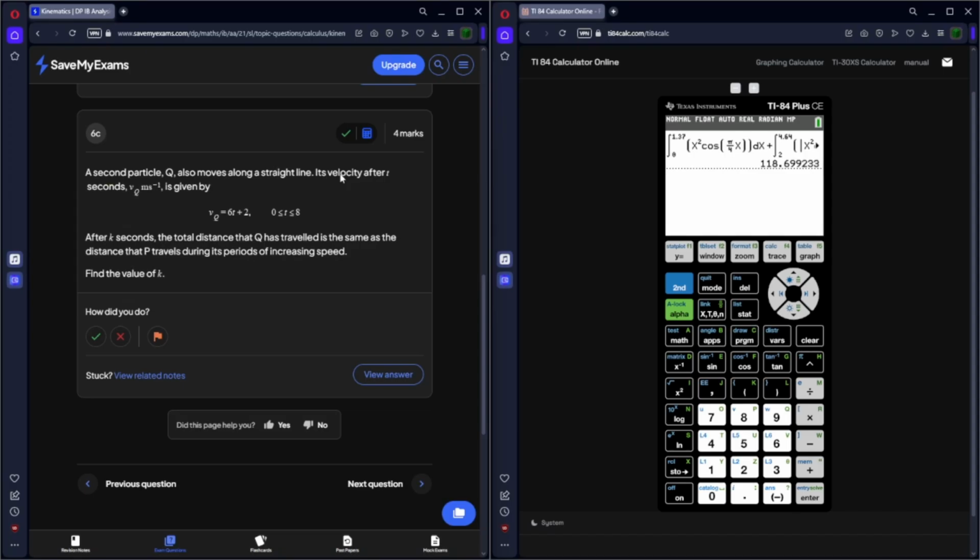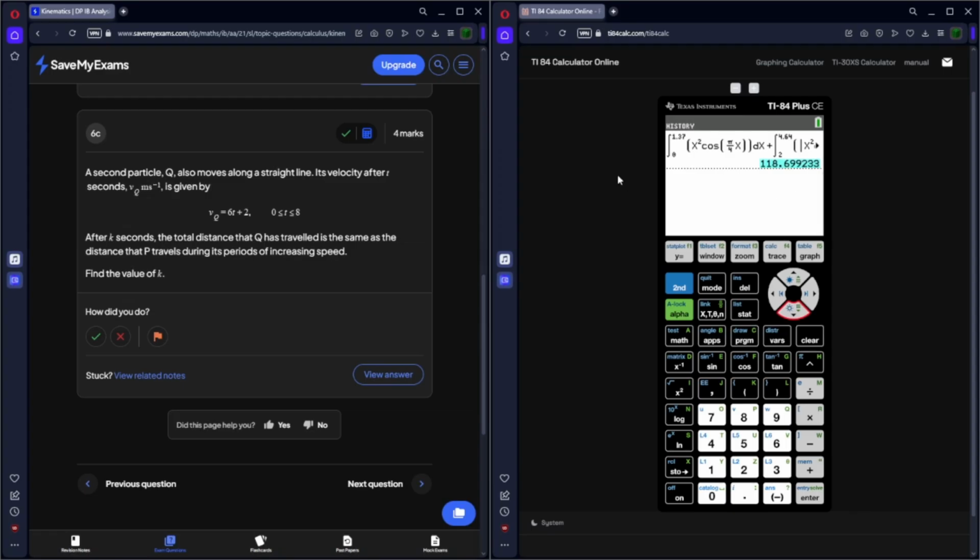Okay, so what is this question asking? It's asking what values we'd have to put in for x in order to get the same thing that we just got here. So it has to equal 118.